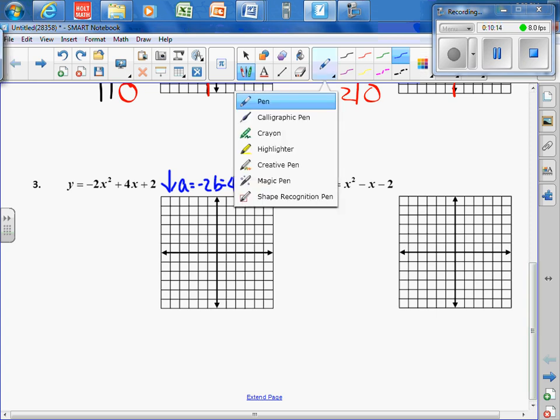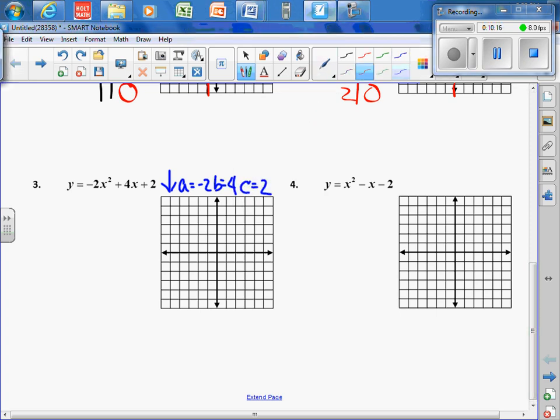We want the axis of symmetry. First thing you do after you find the A, B, and C axis of symmetry, you have x equals -b over 2a.